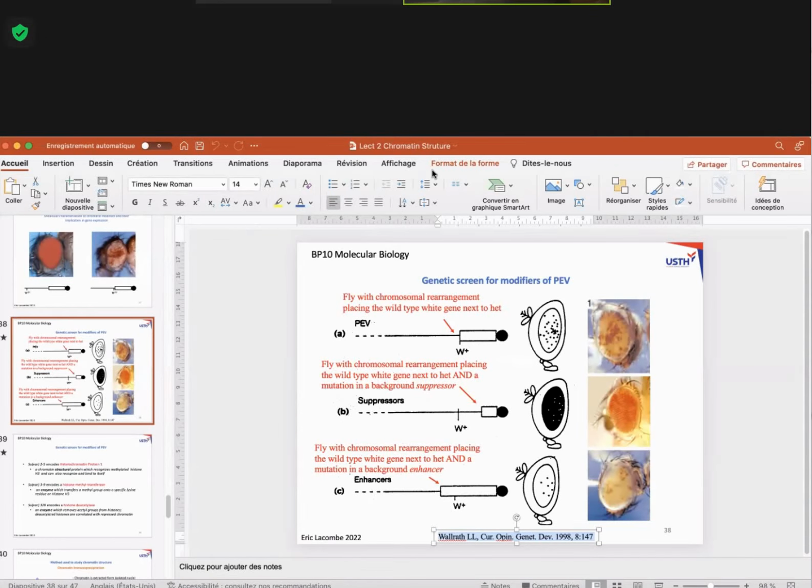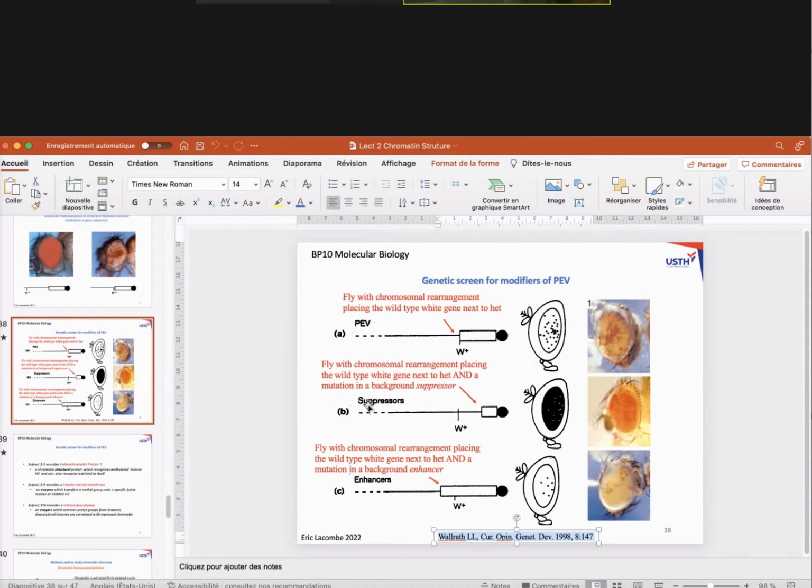So what would you like to ask? Okay, in this slide, there are suppressor and enhancer, but normally I understand the suppressor is going to suppress the expression of the gene, right? So in this particular case, is the suppressor for suppressing the expression of the heterochromatin or what? Exactly. They are not suppressors of the phenotype of the red eyes. They are suppressors in the case B here.